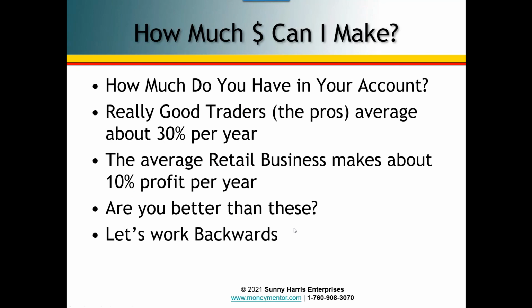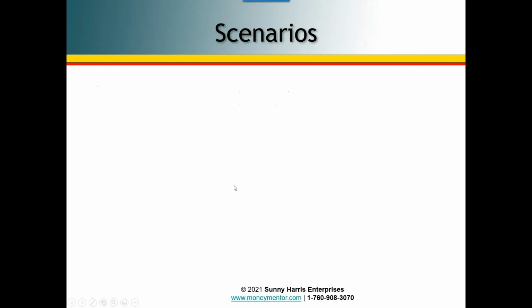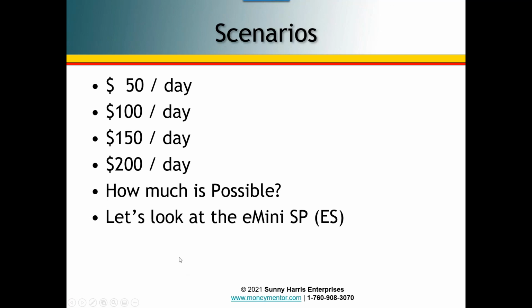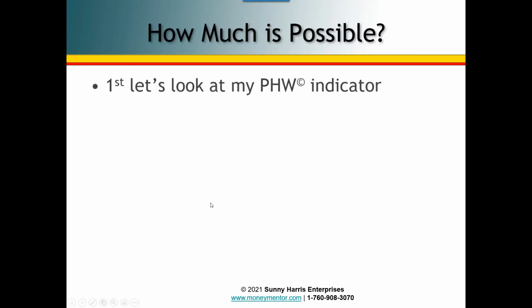So let's work backwards and see what we've got here. The scenarios are, you want to make $50 a day. These are your goals, okay? So $50 a day, $100 a day, 150, 200. How much is possible? We don't know. Those are goals, but you don't know yet. So let's look at that E-mini that I trade and ask how much is possible.